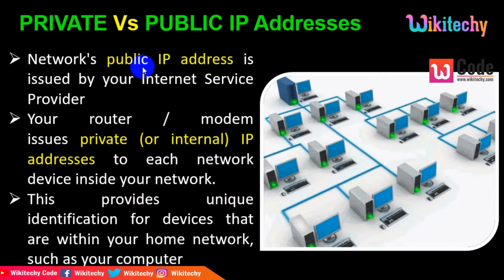The public IP address is issued by the internet service provider. Like Vodafone, Hutch or someone, they will provide the IP address to you. And the private IP address is given by the router itself or the modem itself, which is used internally in the network. This provides a unique identification for the devices within your home network, such as your computers.